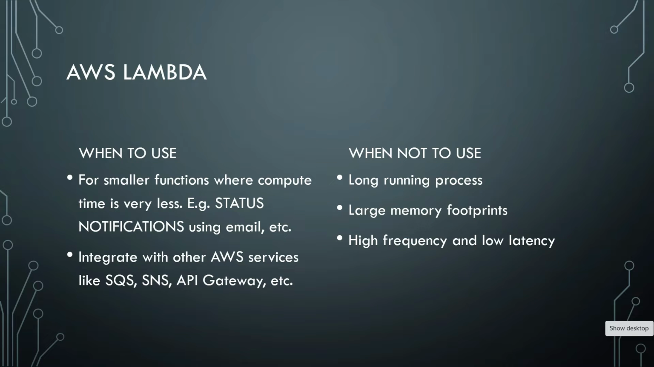So when you use Lambda, we use it for smaller functions where compute time is very less, because that is where you're paying money, right? So you have to make sure when you're using Lambda that the particular code execution time or compute time is very less. And Lambda integrates with other AWS services pretty well, like SQS, SNS, API Gateway, etc. A very common use case is where you will set up Lambda using API Gateway to set up serverless architecture, and that is the use case which you are going to see down the line in other videos.